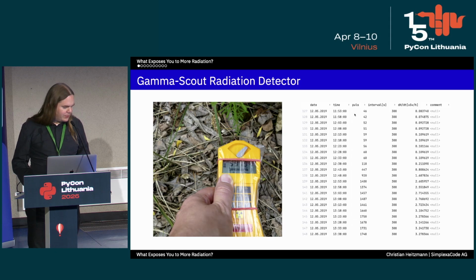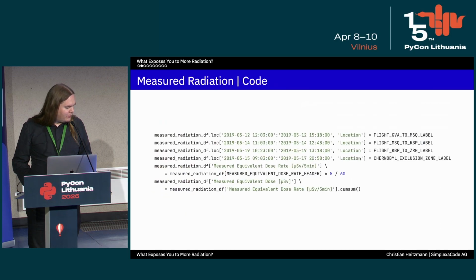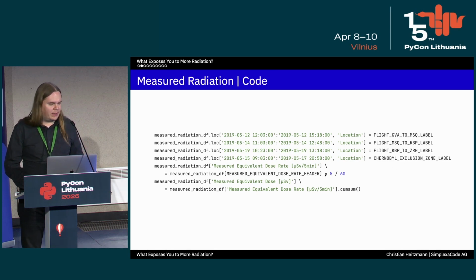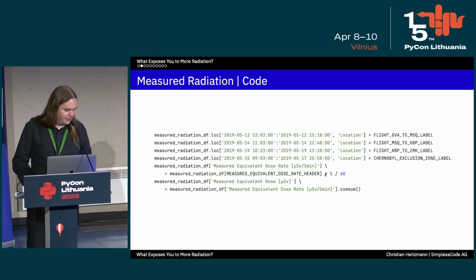Let's do it with the mouse. You see that you have the 5-minute intervals, and it counts the pulses that occur within those 5 minutes. And I wrote a Python script that analyzes those data. First of all, I put some labels on it for those 4 sections of my trip. Then I converted the pulses within 5 minutes to the equivalent dose rate, which is in microsievert per hour. And I also cumulated the radiation because I wanted to know what radiation I got in total.